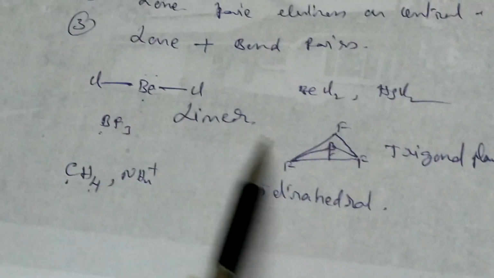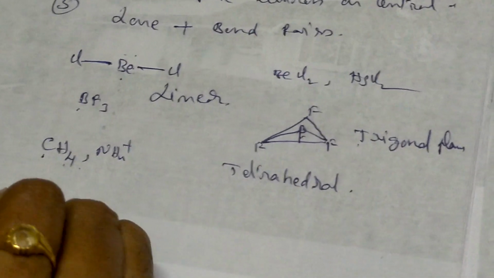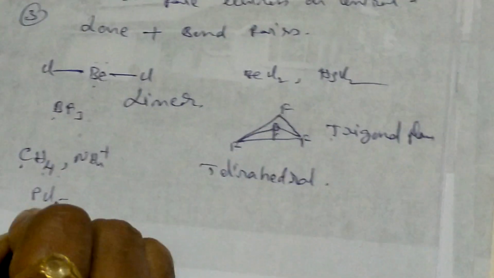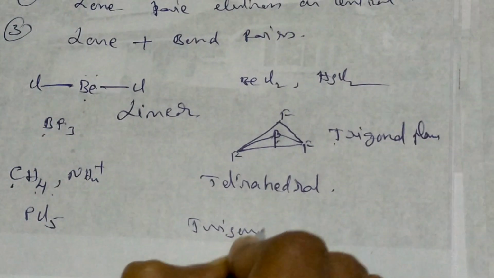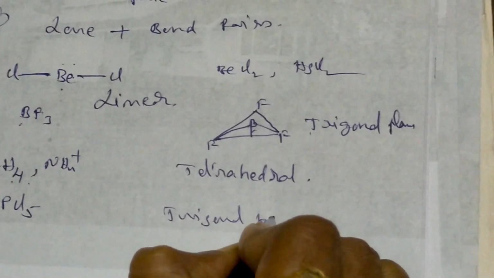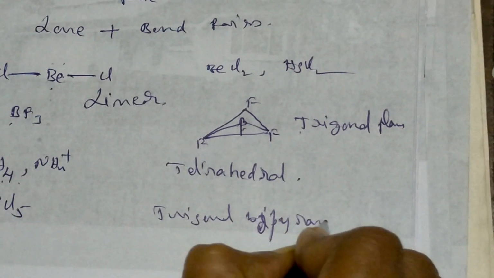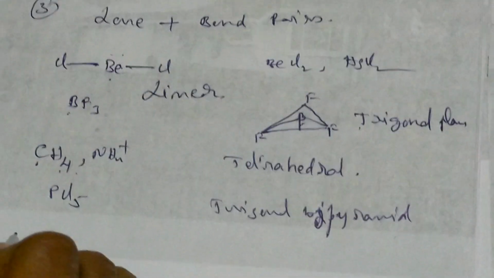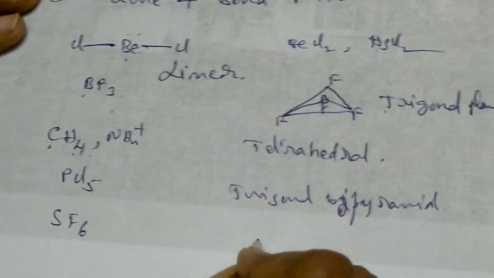Then we increase one by one. It is linear for 2, trigonal for 3, tetrahedral for 4, then for 5, phosphorus pentachloride, that's a trigonal bipyramid. Then SF6, that is 6 electrons pairs, octahedral.